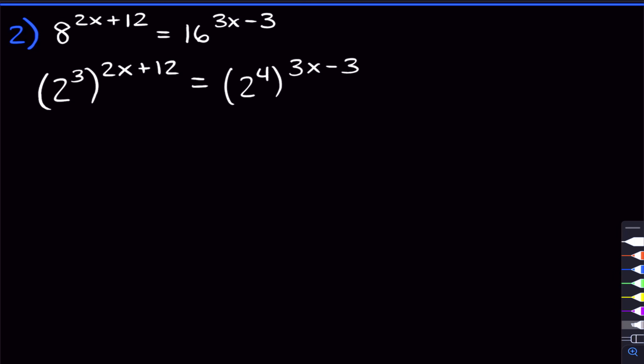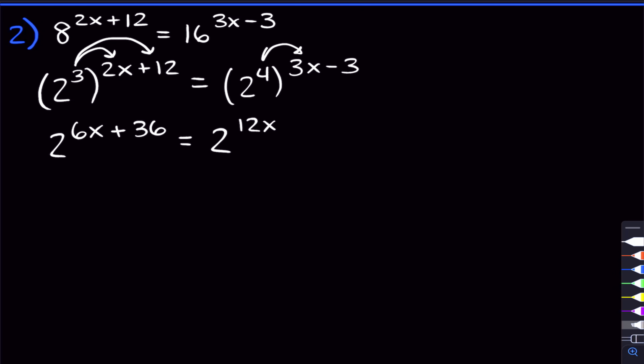So now, again, I can multiply these exponents. So I have 3 times 2x, that is 6x. And I have 3 times 12, that's 36. And on the other side, I have 4 times 3x, that is 12x. And I have 4 times negative 3, that's negative 12. So now I can set these exponents equal because I have those common bases. So setting those exponents equal, I get 6x plus 36 is equal to 12x minus 12.